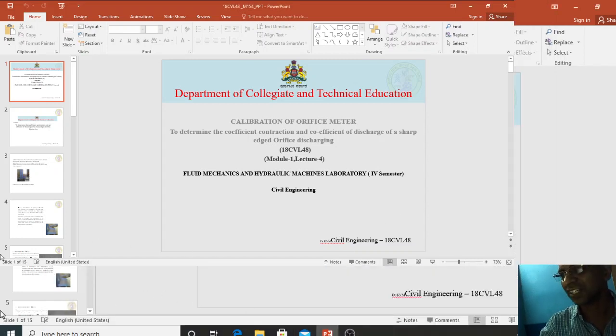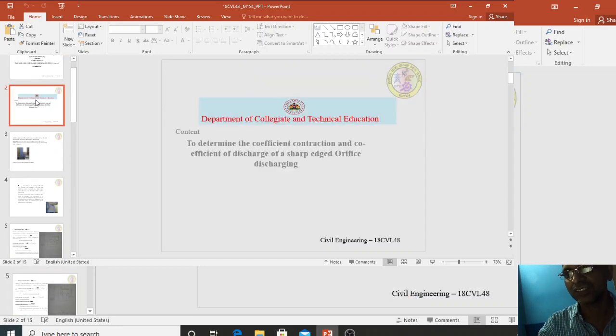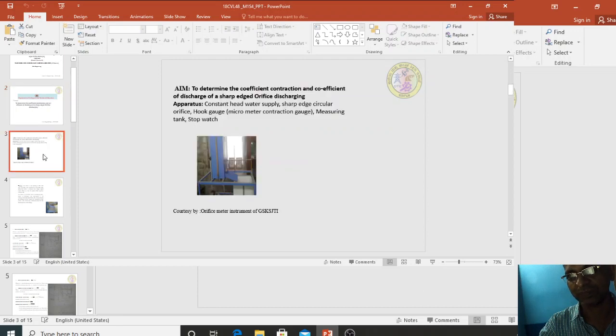Today I am discussing the fluid mechanics and hydraulic machinery laboratory for 18CVL48 for course semester students, for calibration of an orifice meter. The content is to determine the coefficient of contraction and coefficient of discharge for a sharp-edged orifice discharge. The apparatus are a constant water supply, sharp-edged circular orifice, hook gauge, micrometer, contact gauge, measuring tank, and stopwatch.